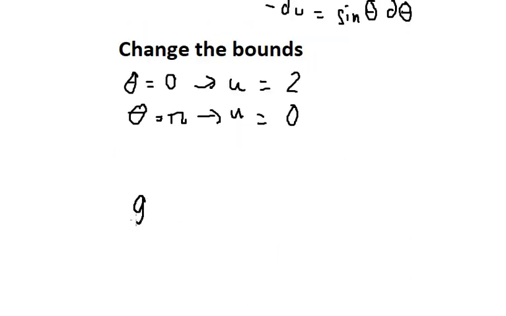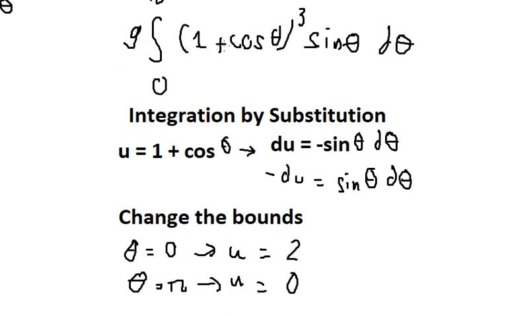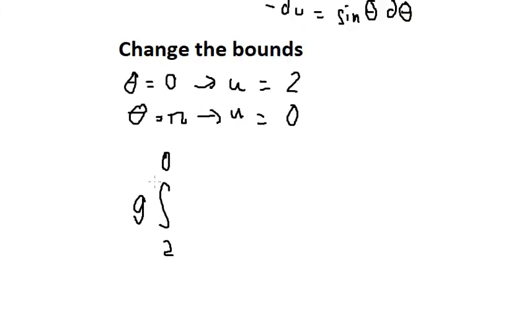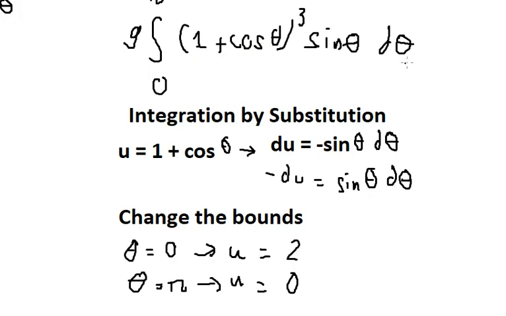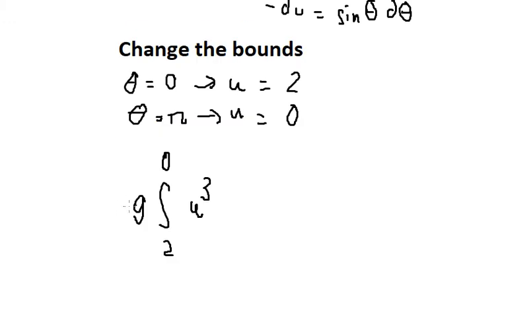And now we have the new bounds. From 0, we change to 2. About b, we change to 0. 1 plus cosine theta, we change to u. Sine theta d theta, we change to negative du. And now we get the final answer.